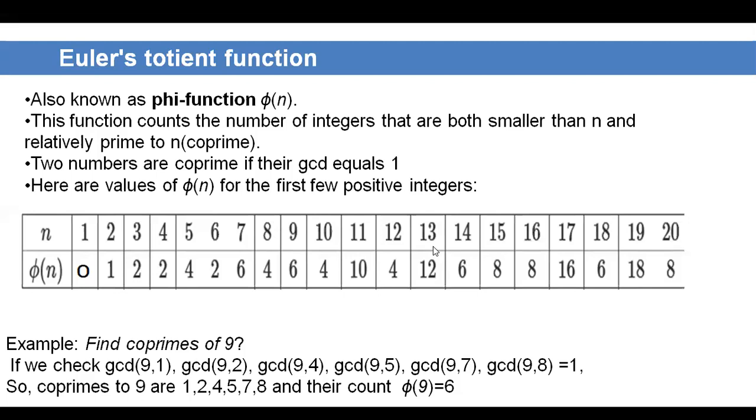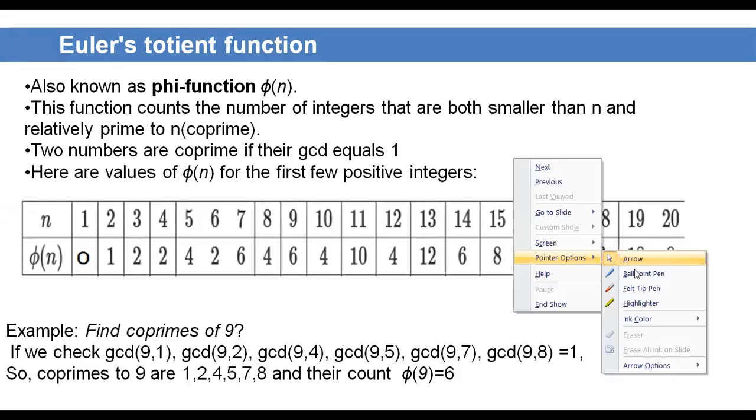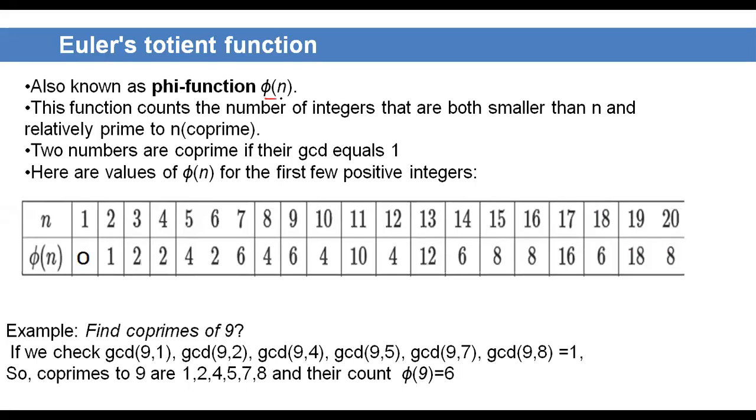Today, the topic is the Euler totient function. It is also known as the phi function, and the symbol is the phi symbol. We can use this symbol phi of n to find out the count of the number of integers that are both smaller than n and relatively prime to n.